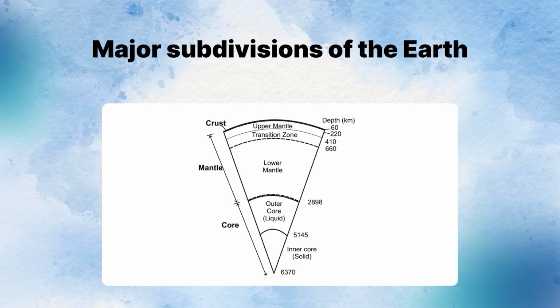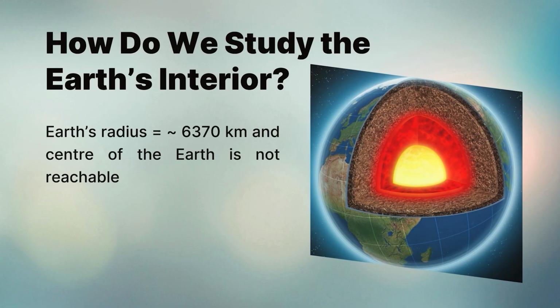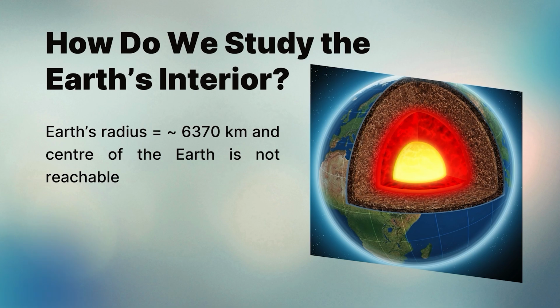Below the crust you have the upper mantle, and then after the mantle again you have a thin transition zone, and after the transition zone you have the lower mantle and outer core, and again the inner core. How do we study Earth's interior? Whatever structure I have shown you, what is the basis of that study, that we will discuss.